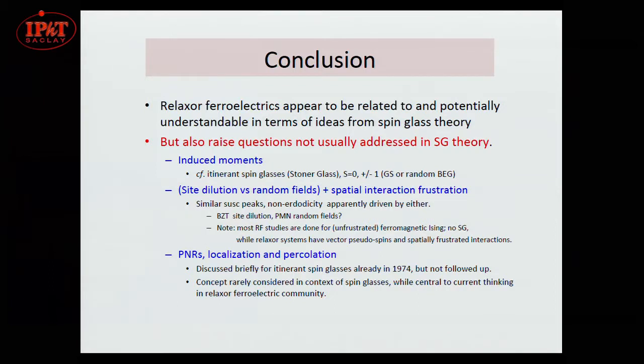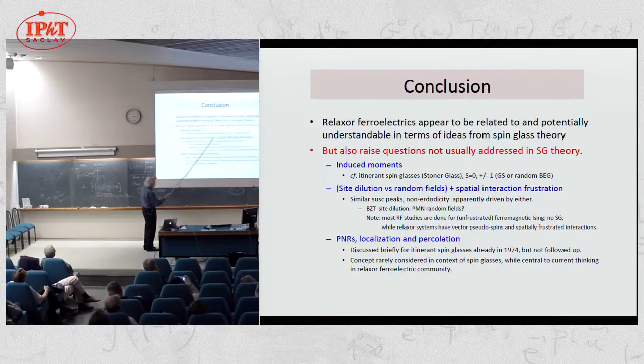So, in conclusion, I would say that ferroelectrics appear to be related to and potentially understandable in terms of ideas from spin glass theory. They also raise questions which are not usually addressed in spin glass theory. They have what you might call itinerant moments. They're somewhat analogous to the situation in itinerant spin glasses, the Stoner glass, as it was called by John Hertz in 1980 something. They also would occur in other models like the one I devised with Gatak, which is a 0 plus or minus 1 system, where without any interactions you'd favor the zeros. That would be an induced moment.